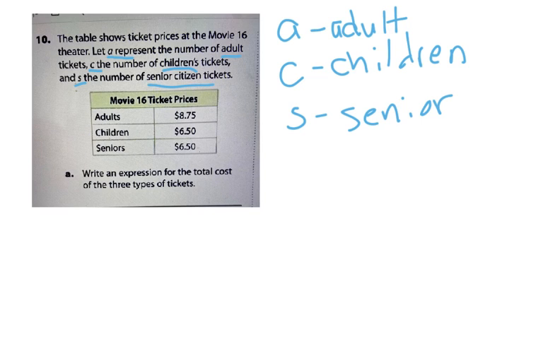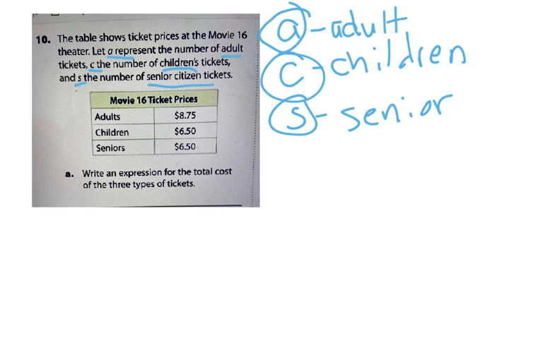They want us to write an expression to represent the total cost of the three types of tickets. Okay, so you need to think about, if I'm going to buy one of each ticket, or multiples of each ticket, I should say, how am I going to write that to add it all together? So for example, A is going to be my variable for the adult tickets. C is going to be my variable for the children's tickets, and S is going to be my variable for the senior tickets. So I want to know a total cost for all three types.